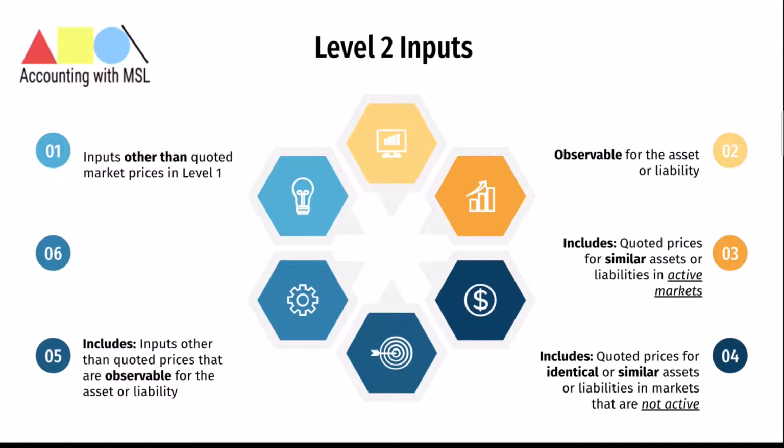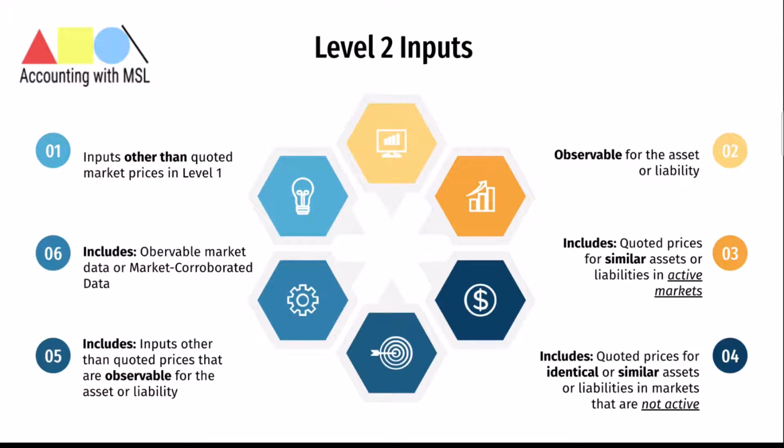The next could be inputs other than quoted prices that are observable for the asset or liability. Examples of this will include interest rates and yield curves that are observable at commonly quoted intervals. Another example could be implied volatilities, and another one could be credit spreads. Then finally, within level 2 could be inputs that are derived principally from or corroborated by observable market data by correlation or other means, which we can refer to as market corroborated inputs.